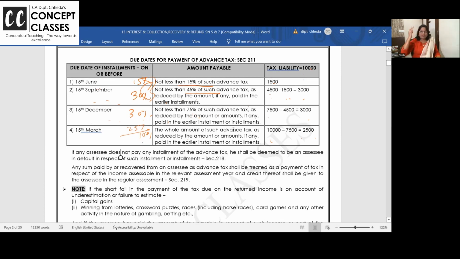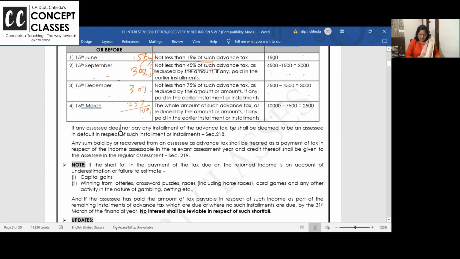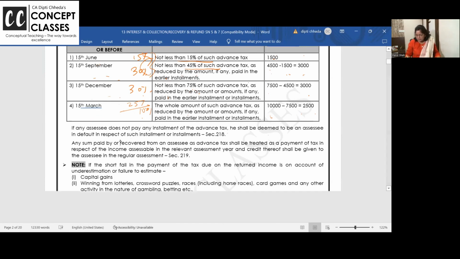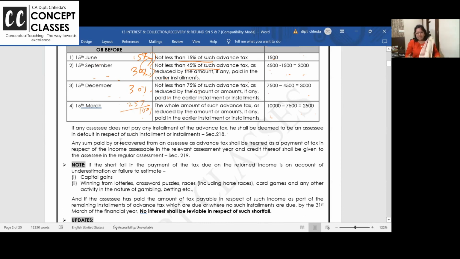Tell me, are you clear with the 4 installments? 15%, 45%, 75%, and 100%. Clear? Right. If any SSE does not pay any installment of advance tax, he shall be deemed to be an SSE in default in respect of the installment. If you're not paying, you are in default, 234C interest will be charged. How it is calculated? I'll tell you.